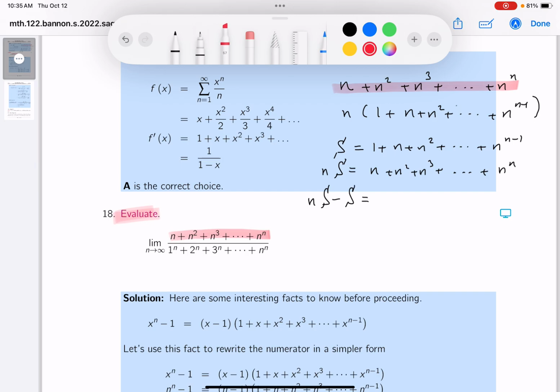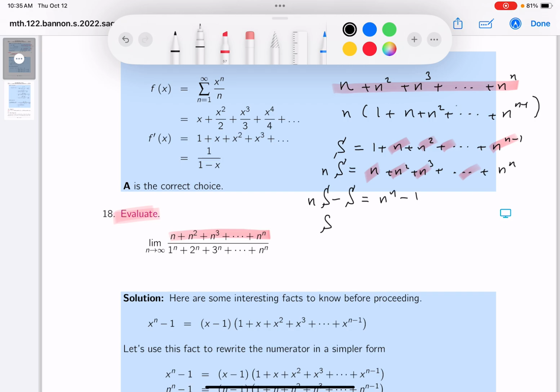What do I know about this thing over here? A lot of cancellations would happen when I subtract. And what are you left with? You're left with n to the n minus 1. Go back to my pen.